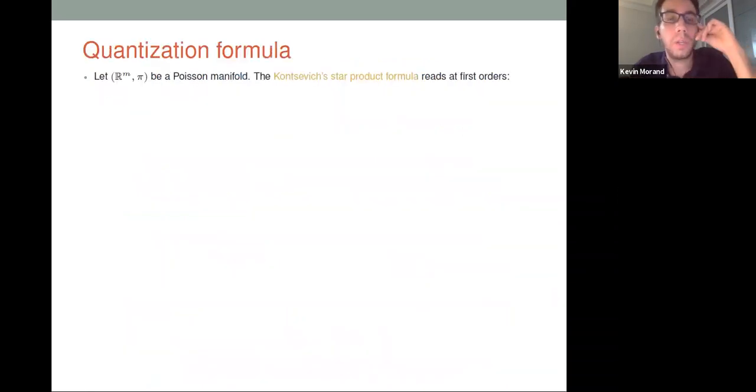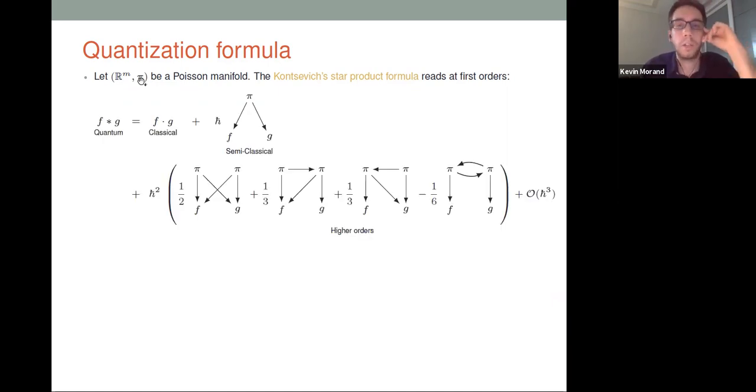Just to fix ideas, let me provide some explicit formulas, at least for the first orders of this Kontsevich star product formula. If R^m with pi is a Poisson manifold, where pi is a Poisson bivector, then we can write the first orders using the Kontsevich formula as follows. The quantum object is a star product, which is a formal power series in h bar, where h bar is a formal parameter.